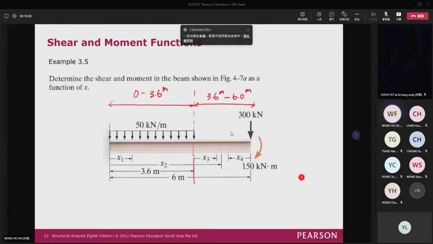That means we need to consider that there should be 2 functions to describe the change of the shear force, and 2 functions to describe the change of the moment along the beam. So that's why we need to create 2 functions for shear and 2 functions for the moment.